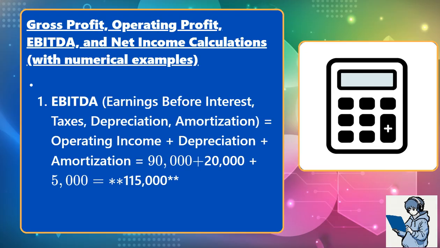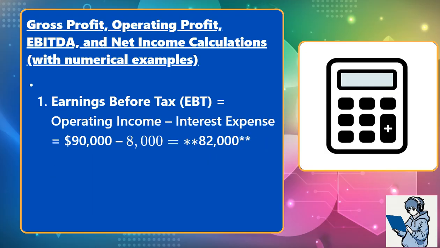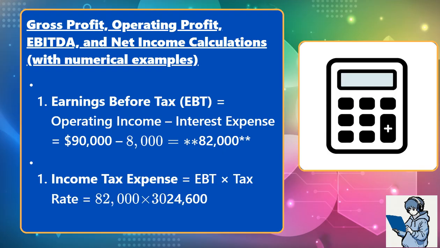EBITDA, earnings before interest, taxes, depreciation, and amortization, equals operating income plus depreciation plus amortization, which equals $90,000 plus $20,000 plus $5,000, which equals $115,000. Earnings before tax, EBT, equals operating income minus interest expense, which equals $90,000 minus $8,000, which equals $82,000. Income tax expense equals earnings before tax times the tax rate, which equals $82,000 times 30%, which equals $24,600.